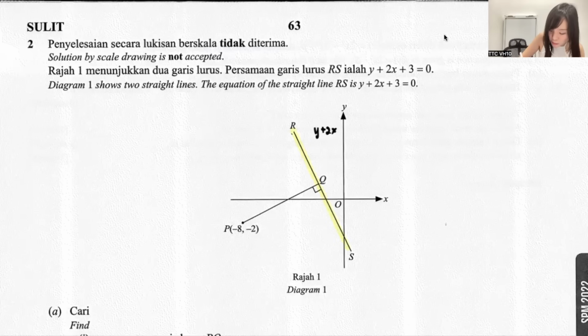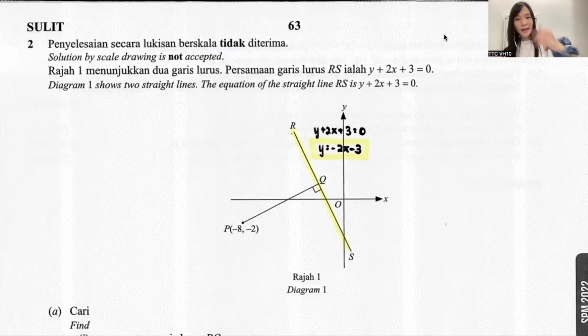y plus 2x plus 3 equals 0. I hope you guys know a straight line equation is always equal to 0. That means it is in general form. Who wants general form? The best form for a straight line is y equals mx plus c. So of course, please have a good habit to always make it y equals mx plus c. It is nicer to look at also. Okay, so this yellow color straight line, that is the equation.